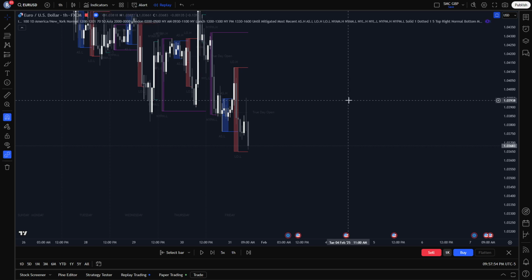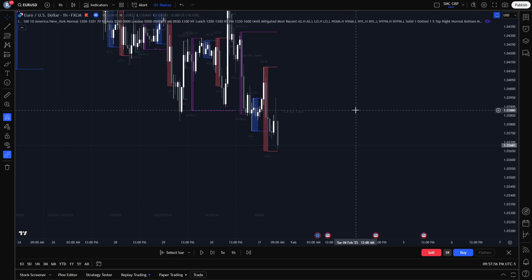We can expect manipulations to occur at these levels, but there's so many of these levels. How do we shake out some of the irrelevant ones or the less probable ones? It's as simple as adding another confluence, an SMT divergence, your divergence in market structure with your correlating asset pair, paired with this sweep of liquidity on your high time frame.